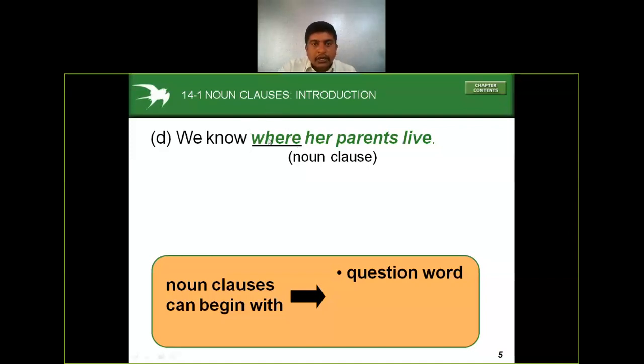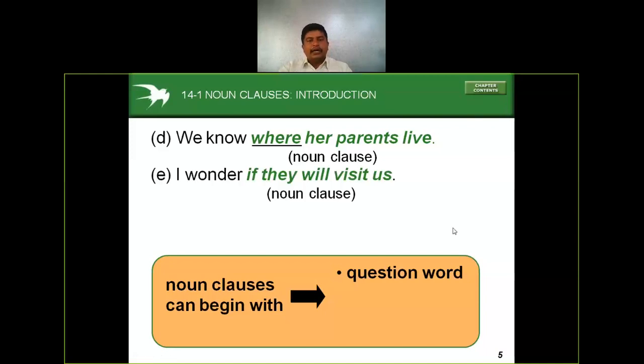Look at the cursor where I'm making a movement. This is called what? Yes, a questioning word. What is a noun clause? The noun clause can also begin with a questioning word. That is WH: what, when, where, why. Do you agree with me?